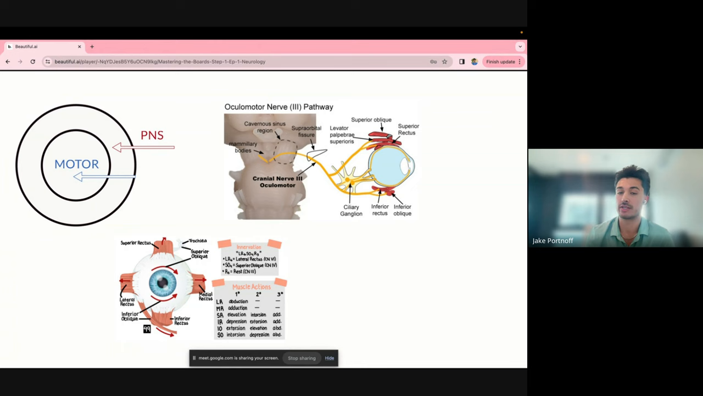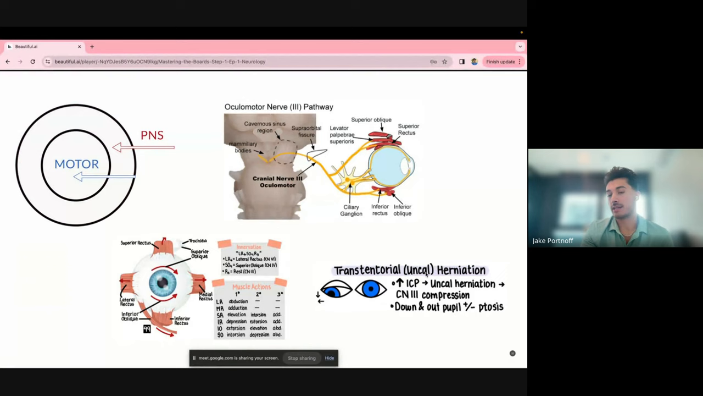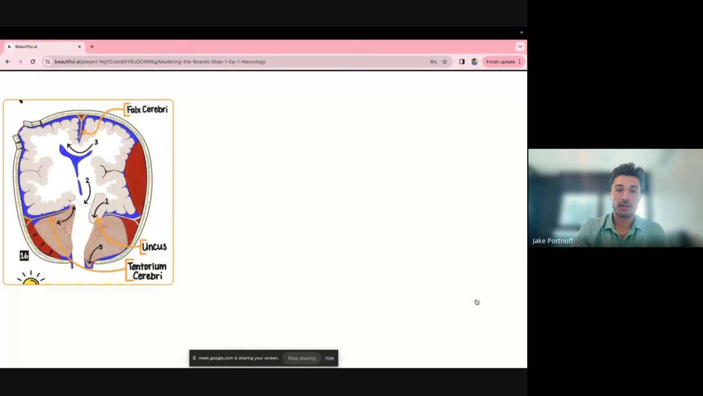Okay. And finally, in something like an uncal herniation, which we're going to get into, that's when the uncus part of the temporal lobe actually herniates down the brainstem, that can compress structures, one of which is the cranial nerve 3. And again, what did we talk about in compressive pathologies? Our PNS is going to be affected first. So you're first going to get a blown out pupil. And then as it progresses to the motor findings, you can expect to see that down and out eye. Okay. All right. We are going to move on and talk about herniations.